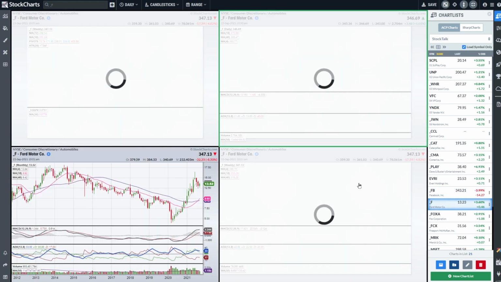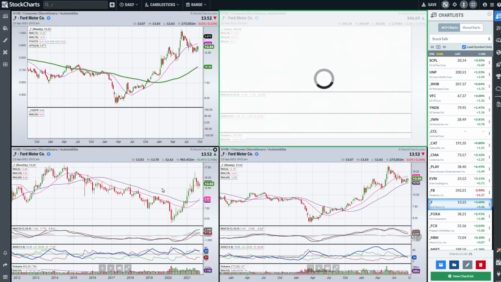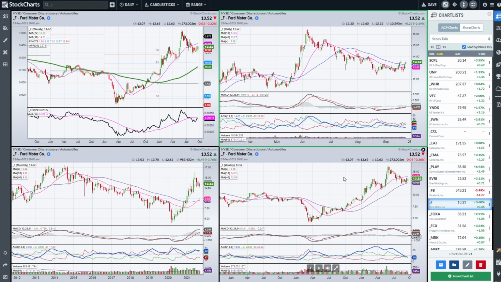So let's look at Ford again. This is another one that was one of the first shows I did. I covered this stock.